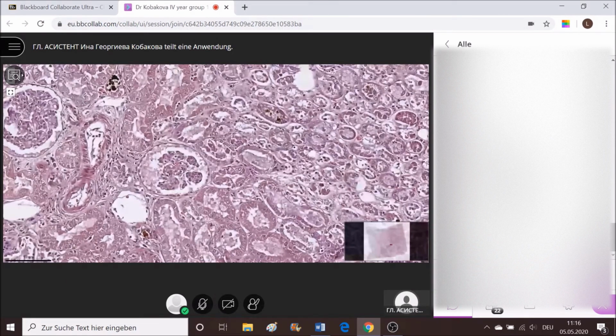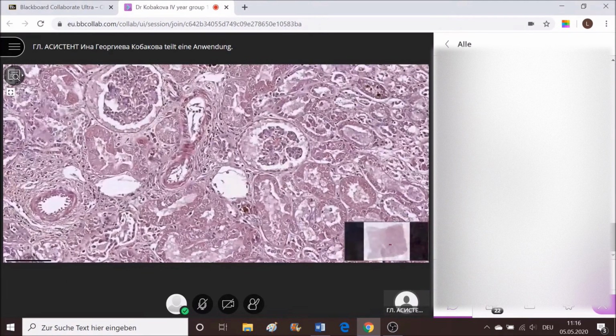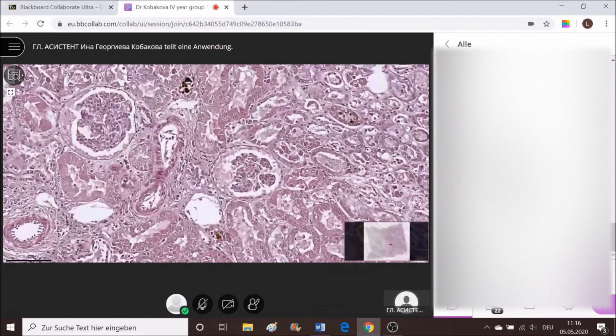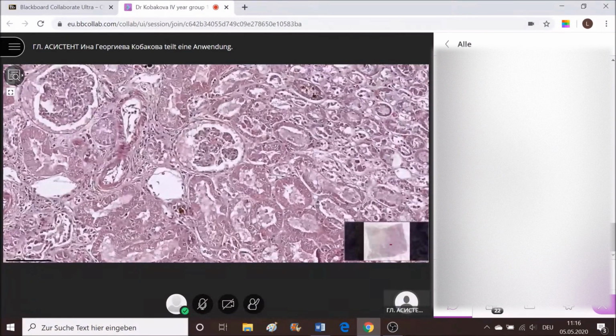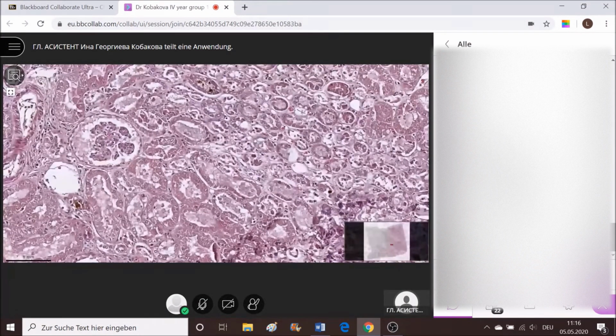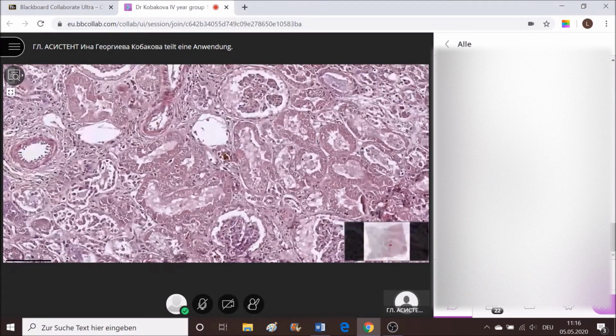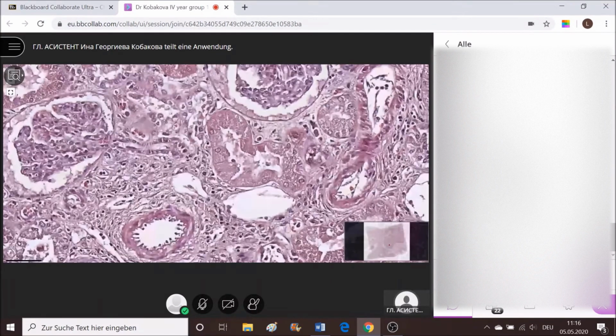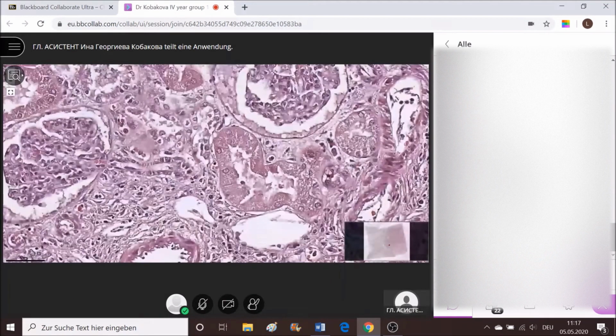So, these are the glomeruli with capillary loops, with the mesangial cells, with the Bowman capsule, with the Bowman space, with the proximal tubules, and with the distal ones, which are kept healthy. Changes here in acute renal failure, which is the thing that we're observing here, should be observed in the proximal tubules. Take a look at the tubules here.